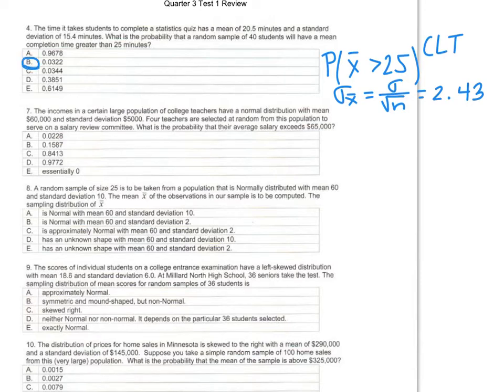Okay. The next question, similar idea. Incomes of a certain large population of college teachers, a normal distribution. So that's good to know from the beginning. Normal distribution with a mean of 60,000, standard deviation of 5,000. 4 teachers are selected at random to serve on a salary review committee. What's the probability that the average salary exceeds 65,000?